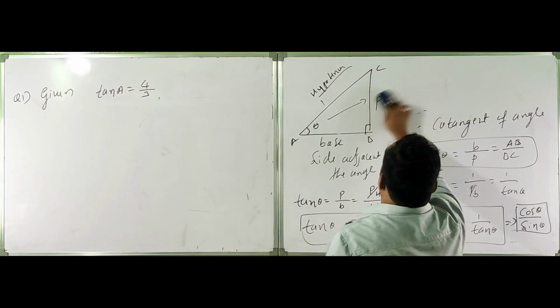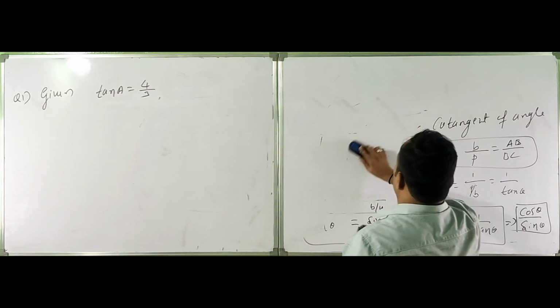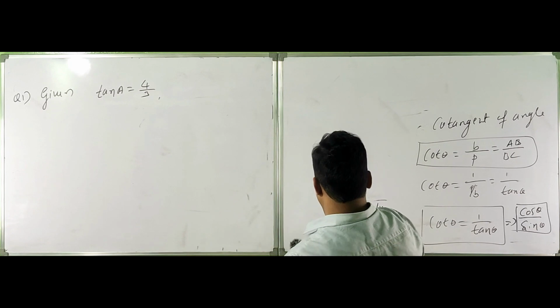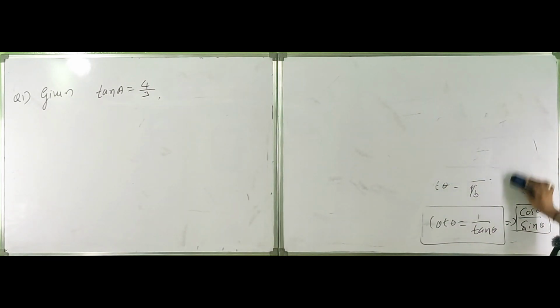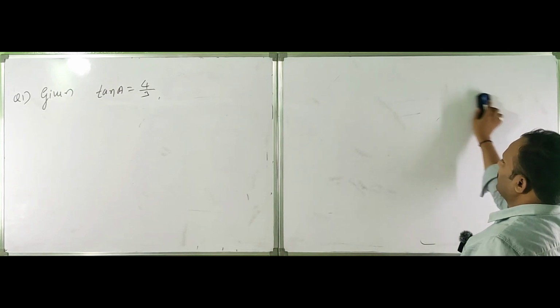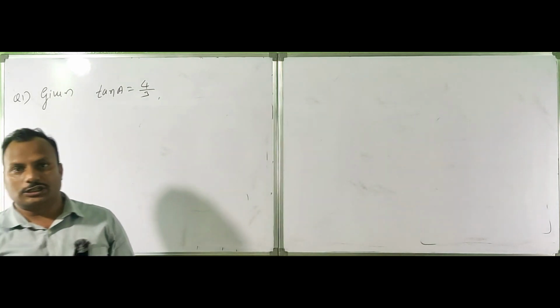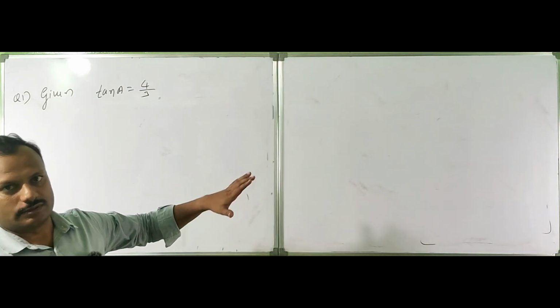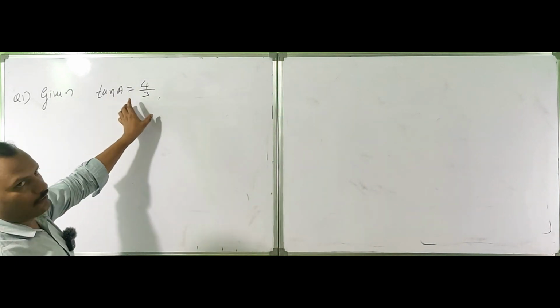See, the trigonometric ratios are the ratios of two sides: base by hypotenuse, perpendicular by hypotenuse, hypotenuse by base, base by perpendicular, perpendicular by base, like that. All 6 are ratios, they are not the standard values. This is something else. So they have given tan A is equal to 4 by 3.